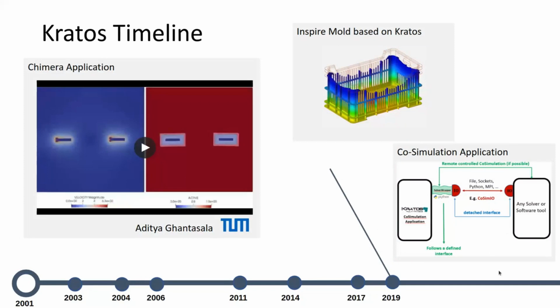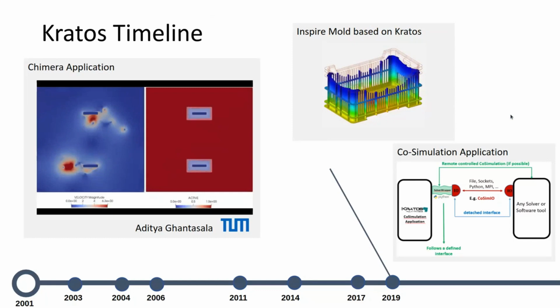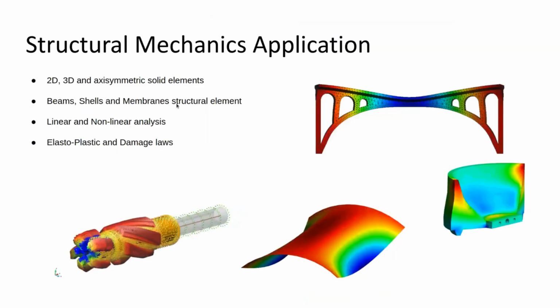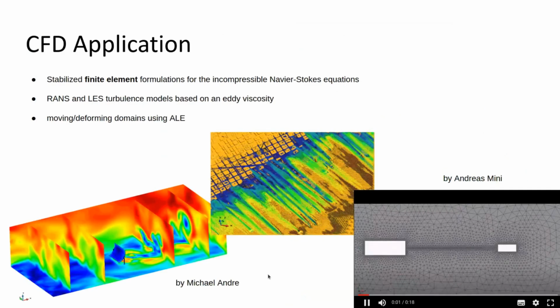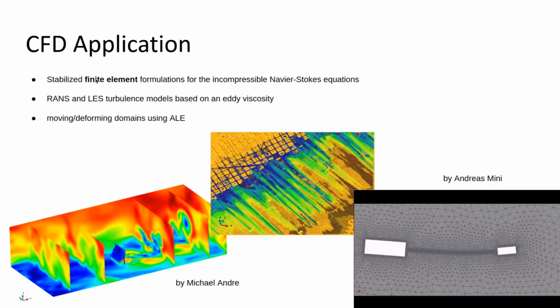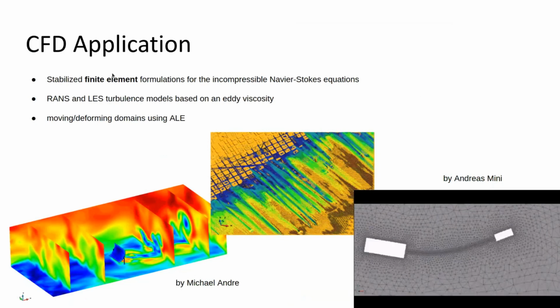But before going into how I did it, I just want to show you some of the capabilities of Kratos. For example, structural mechanics: they have solid elements and also axisymmetric, membranes, shell structural elements, linear, non-linear, and elastoplastic and damage. And I have here some examples of civil engineering and mechanical engineering. Also, for the fluid dynamics application, they have stabilized finite elements. So Kratos is historically more into finite elements than finite volumes or other types of discretizations.